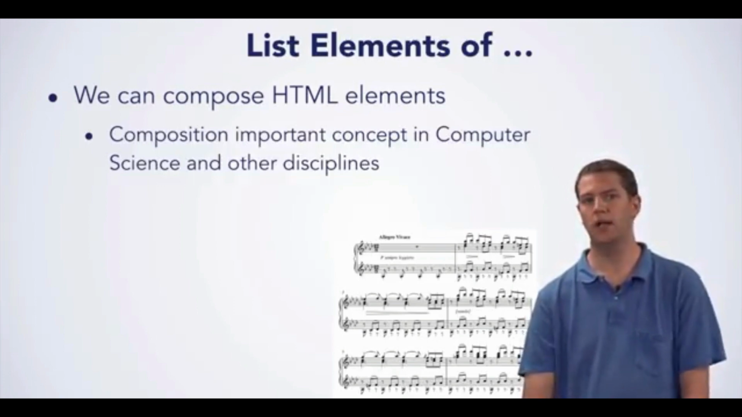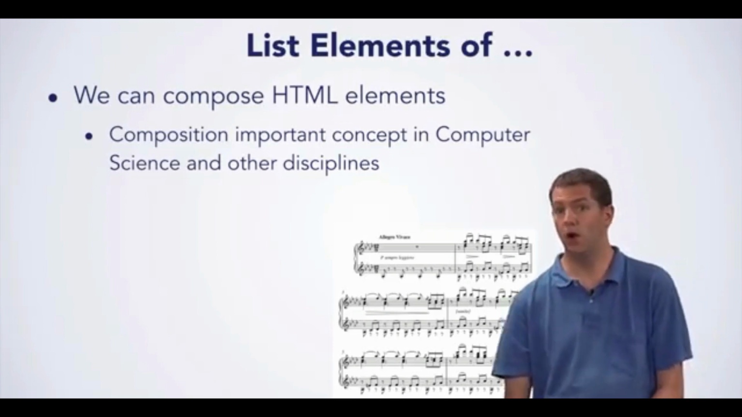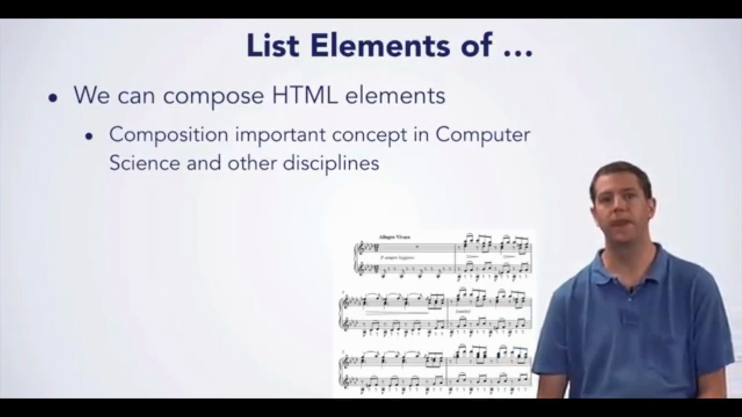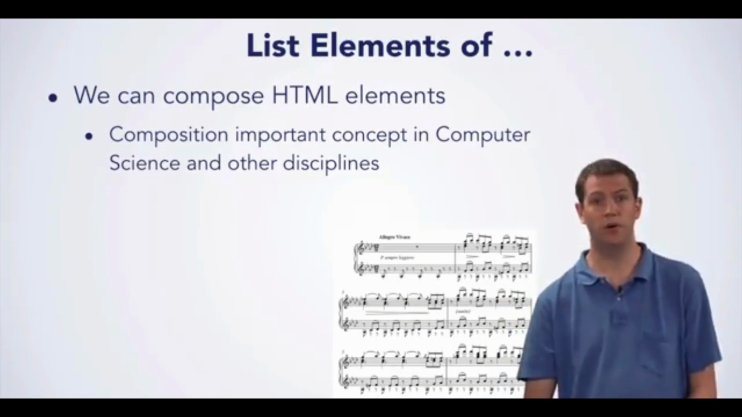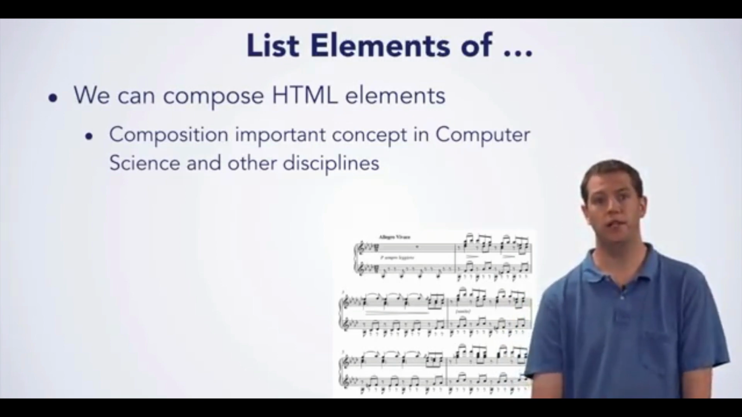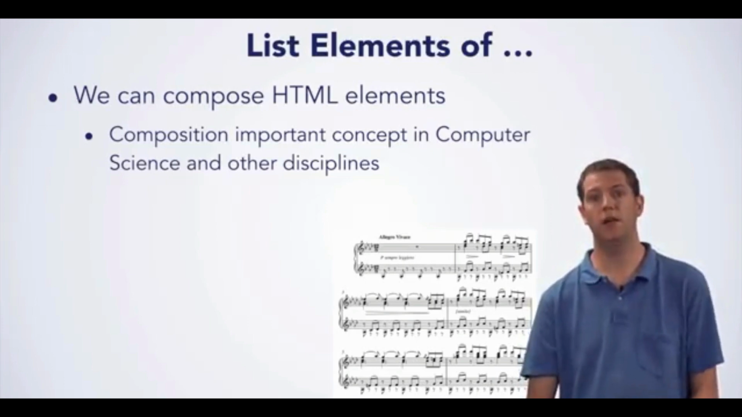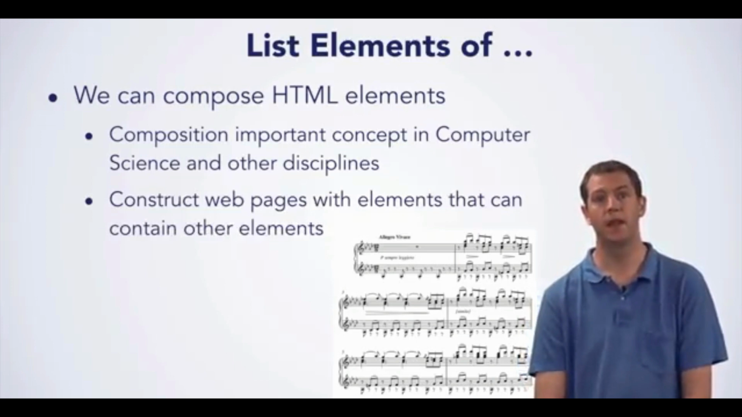Composition is an important concept in computer science and is common in design of languages, whether markup languages like HTML or programming languages like Java. This property lets you build large complex systems, whether web pages or programs, in a way that you can understand. You can put small, easy to understand pieces together to build larger, more complex things. In the case of web pages, we can put elements together to get more sophisticated formatting.